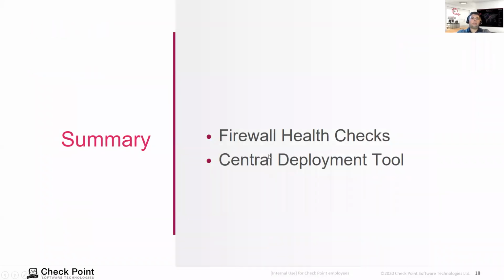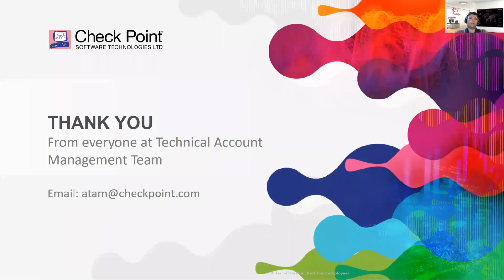That's what I wanted to cover today. So in summary, we talked about the firewall health check script, how to run it, how to ingest that output, and how to do some performance tuning to your firewalls. And then for the central deployment tool, I showed you how to install it, how to create your own deployment plan, or edit the existing one for the basic mode. And then as well, how to run that script and how to edit the candidates list. So hope you guys learned something today. And with that, I'll go ahead and hand it back over to Carlos.